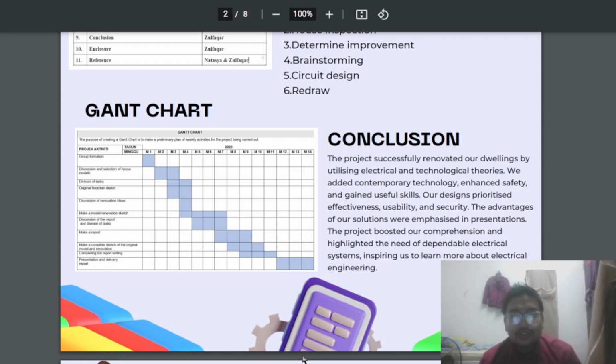complete the project. So the conclusion of the project is the project successfully renovated our dwelling by utilizing electrical and technology theories. We added contemporary technologies, enhanced safety, and gained useful skills. Our design prioritized effectiveness, usability, and security. The advantages of our solution were emphasized in presentations. The project boosts our comprehension and highlighted the need for a dependable electrical system, inspiring us to learn more and more about electrical engineering.